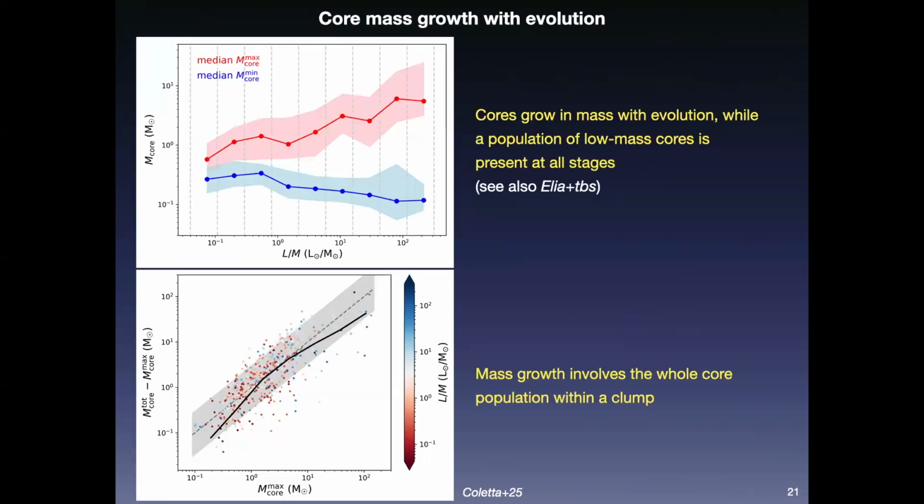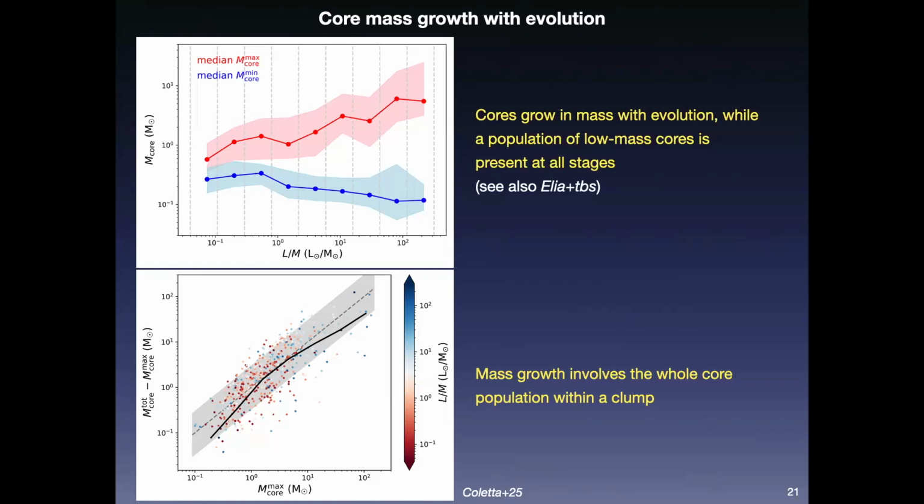Basically, the results of the evolutionary trend of the core mass function tell us that there seems to be an increase on average of the core masses with evolution. And we can see some more detail here. For example, in the above plot, I show the trends of the maximum core mass within each clump in median terms here, and the minimum core mass in blue. This is divided into bins of L/M of the clumps.